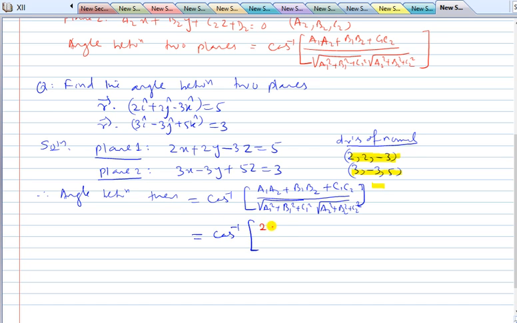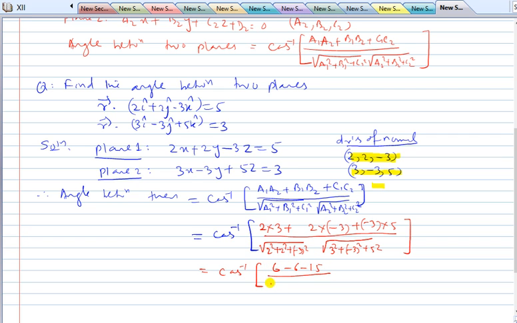This will be 2 multiplied by 3 plus 2 multiplied by minus 3 plus minus 3 multiplied by 5, whole divided by square root of 2 square plus 2 square plus minus 3 square. Again I will multiply square root of 3 square plus minus 3 square plus 5 square. So this will give you cos inverse of 6 minus 15 divided by square root of 17.